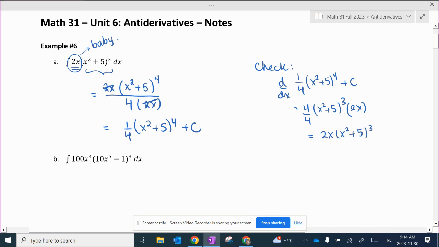So it works out. Okay? So for this unit, if you see something that looks too complex to integrate, chances are there's a baby somewhere in there that you can cancel out.